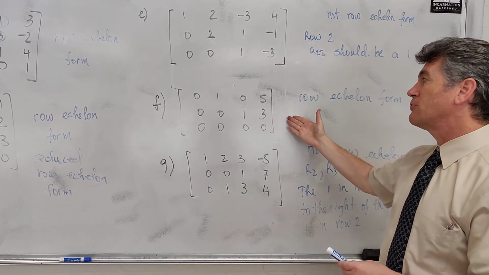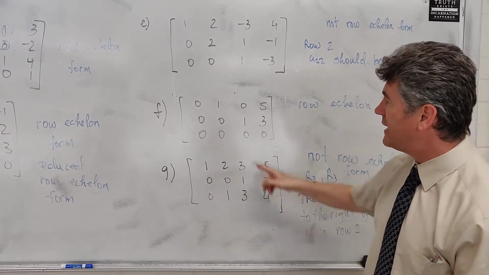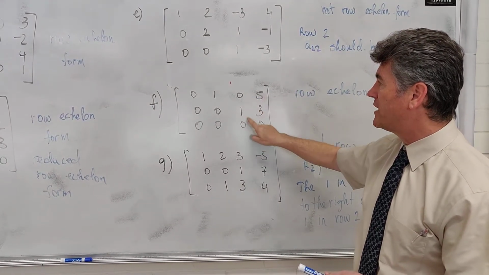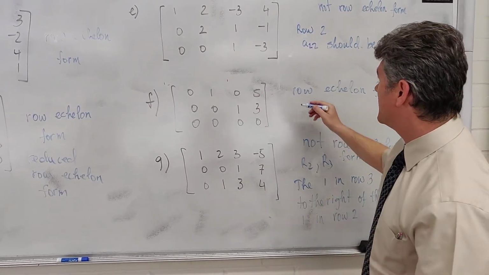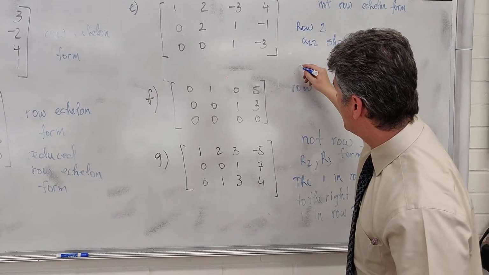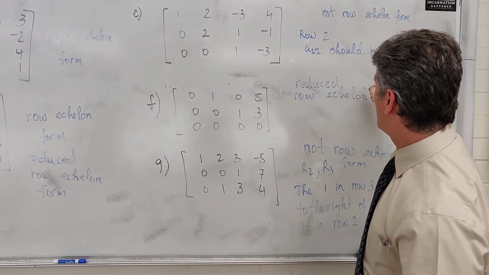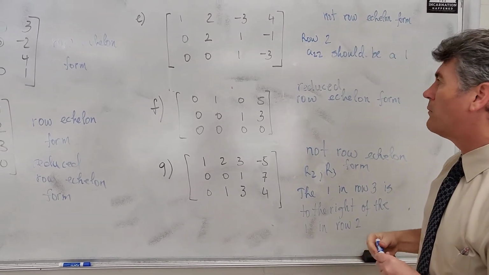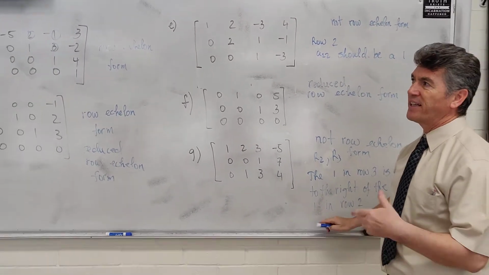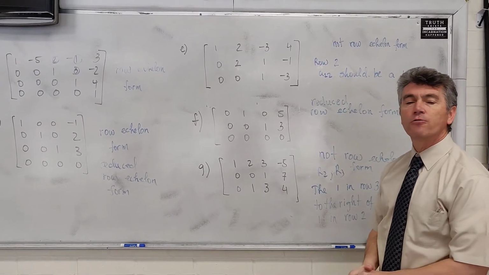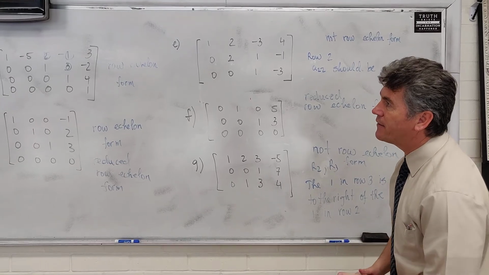Is F in reduced row echelon form? Let's see. Below this one, only zeros. Above and below this one, zeros. So yes, it is also in reduced row echelon form. You will see as we do applications of matrices why we are so interested in the two forms. And that's the end of example 5.